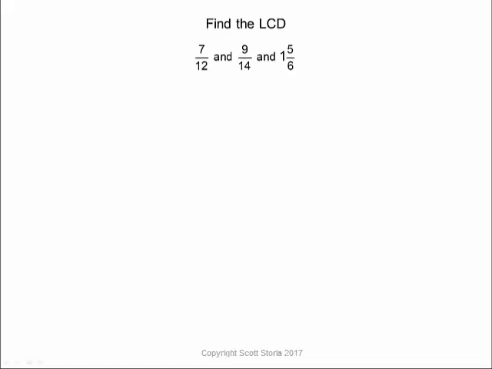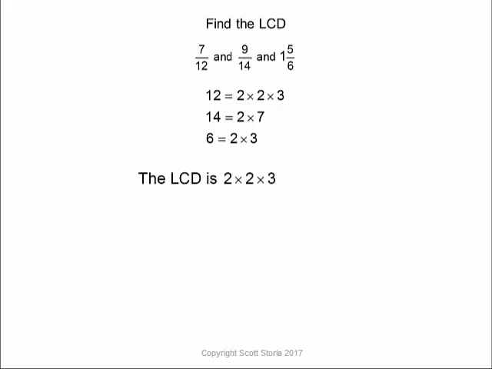Here's one for you to try. Please pause the video and try to work it out. Here are your prime factorizations. And now to build the LCD, you'll need two 2's and a 3. To make the 14, you'll need another factor of 7. And to build the 6, you won't need anything. You've already got a 6. You needed a 2 and a 3. You've already got a 2 and a 3. Multiply all this together, your LCD would have been 84.